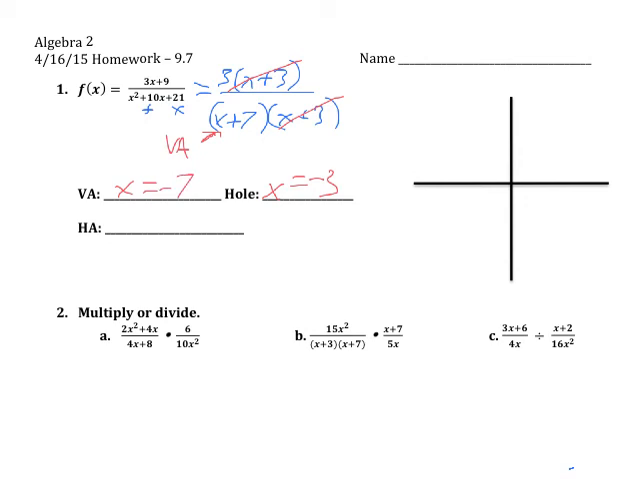The horizontal asymptote would come from looking at the graph, but it turns out on this one that it's going to be y equals 0. Again, if you had a graphing calculator, you'd be able to see it. So I'm going to count to the left, 1, 2, 3, 4, 5, 6, negative 7. That's going to be my vertical asymptote.